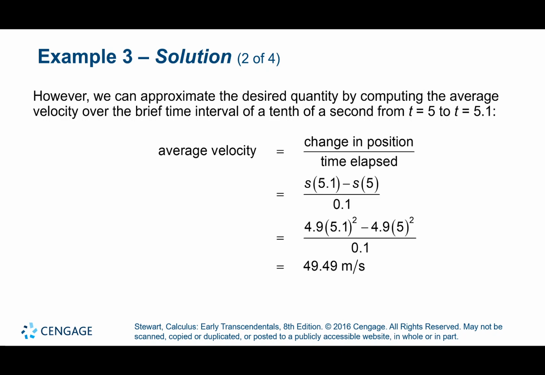If we do that, then we can figure out the average velocity it's going in that time frame between 5 and 5.1 seconds, which is 49.49 meters per second. That's not what we want. That's just an estimate. We want the exact value right at t. Not between two t's, but right at t.